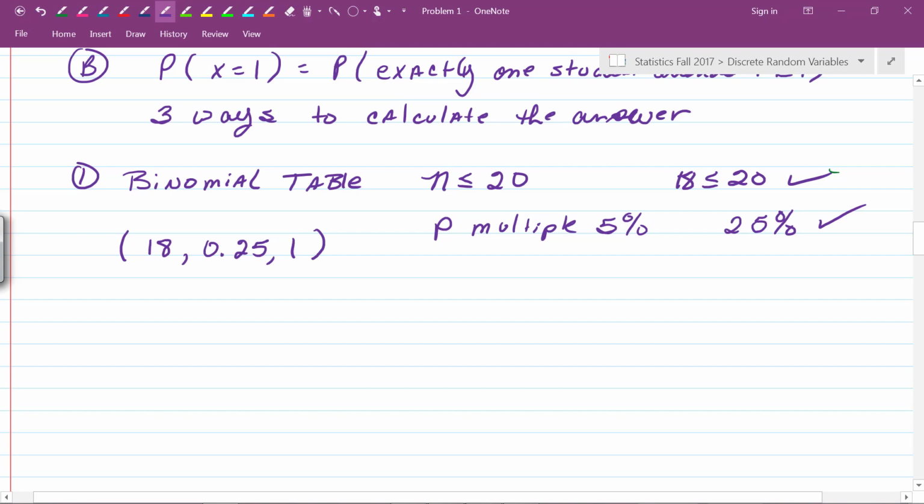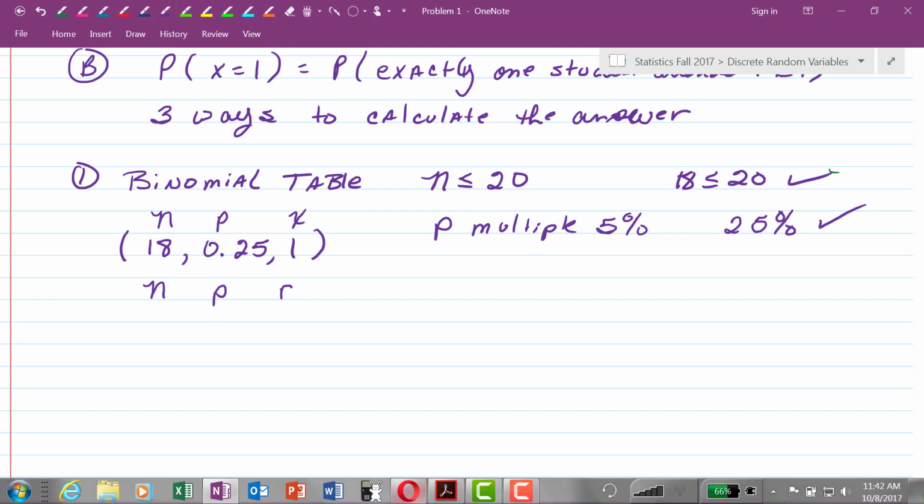Now in class, I always said that we had n, and then our probability, and then x. Well, our tables are set up a little bit differently. Our tables have n, probability, and then an r, okay? So when you're using the probability tables provided for this class, make sure you remember that x is equal to r. Okay, so let's go find our tables.